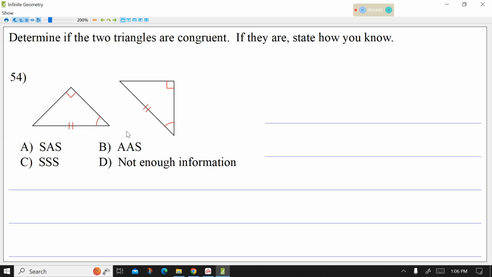All right, for 54, we can see that we have an angle, angle, side in this case. So it's slightly different, right, than angle, side, angle.